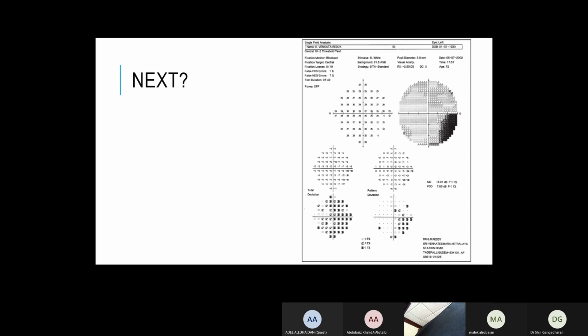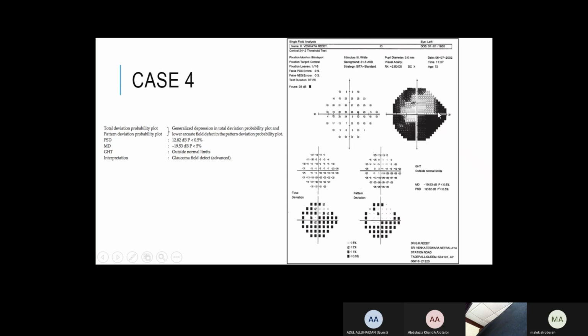Is the amount of scotoma here the same? You can even see the grayscale. See the amount of scotoma here, it's much less than this one. Most of the area here is affected.